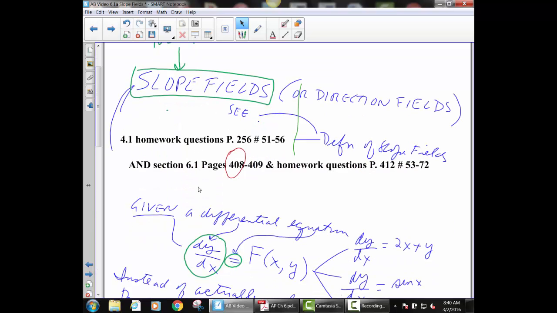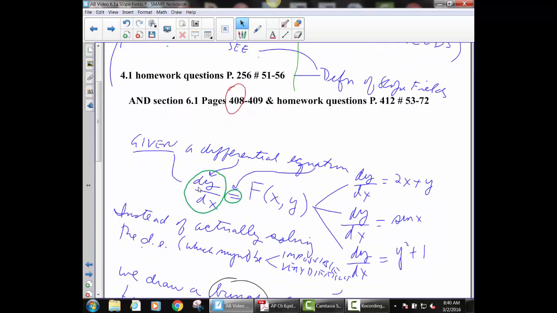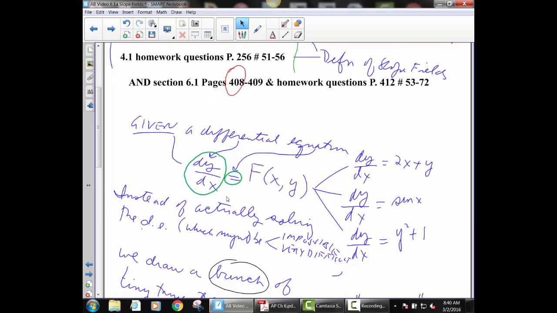So what we have is two sets of homework, actually. Back in section 4.1 is the first time they actually defined that; we didn't do those questions, but now we will. And in this section in chapter 6, page 412, numbers 53 to 72. So again, you're going to be given a differential equation. You're going to be given y prime or dy dx equals a function maybe just in x, just in y, or in both x and y.